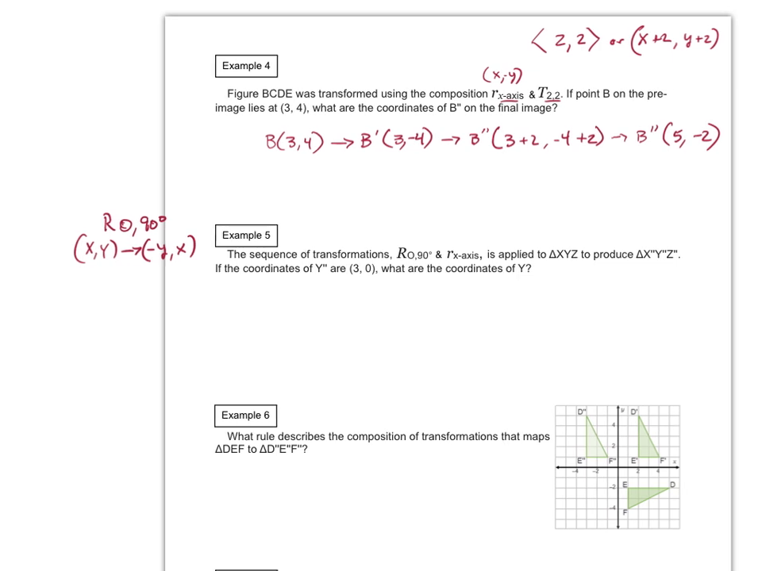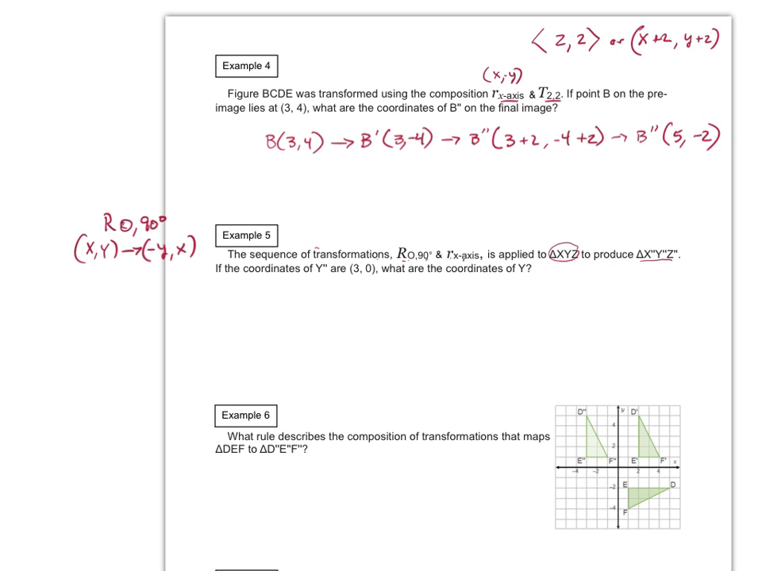Okay, looking at number 5, this sequence. The sequence of transformations, a rotation about the origin 90 degrees and then reflecting over the x-axis, is applied to this image to produce my composition triangle. If the coordinates of Y double prime are (3, 0), what are the coordinates of the original Y?